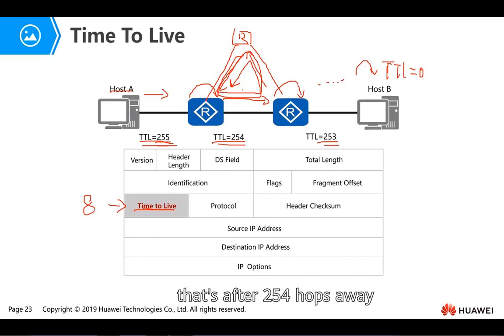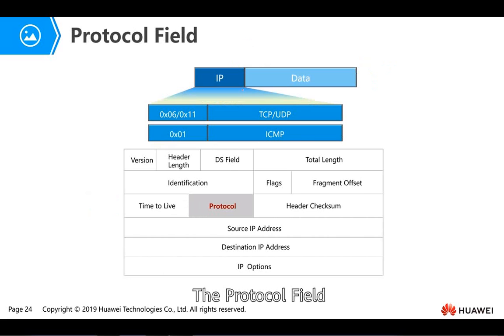That is, after 255 hops, this packet will be dropped to minimize the bad effect of the loop. Okay, this is the TTL value and how it is used. And then the protocol field.